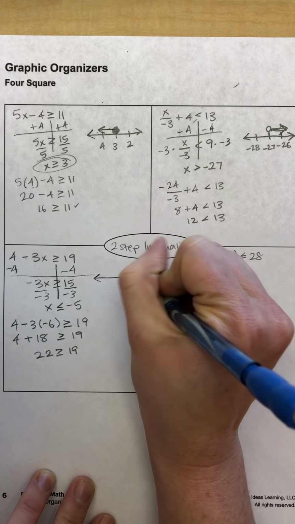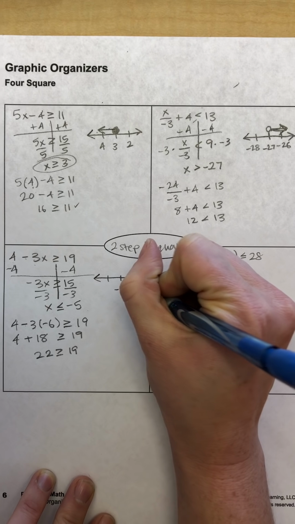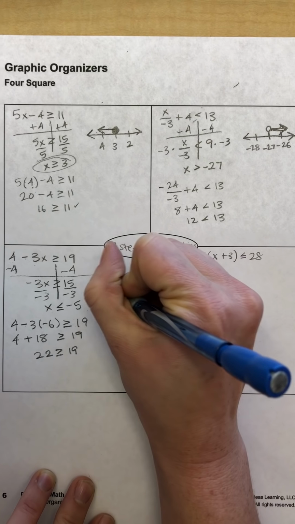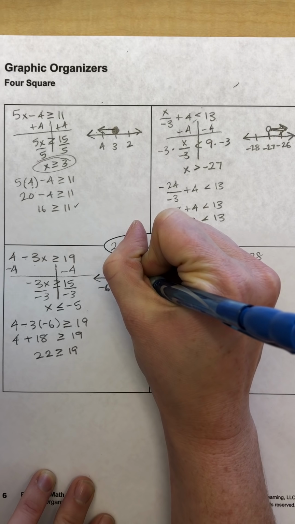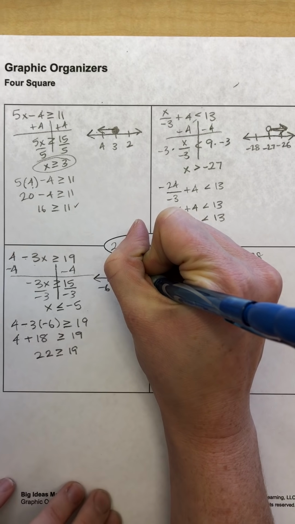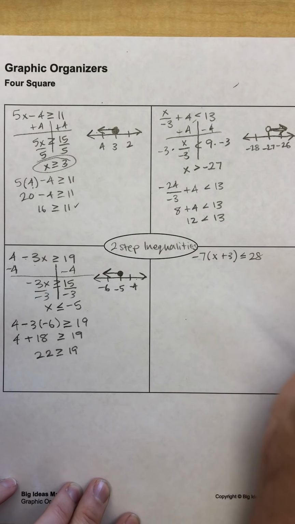Then I can do my graph right here, so negative 5, negative 4, negative 6. So it's going to be a closed circle at negative 5. And remember, we tried negative 6 and that worked, so we want to include that, go in that direction.